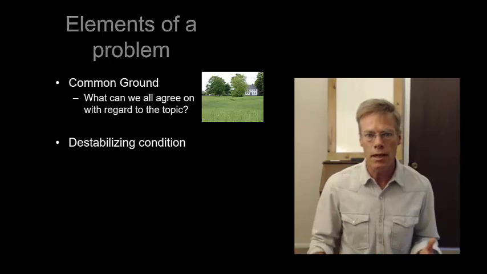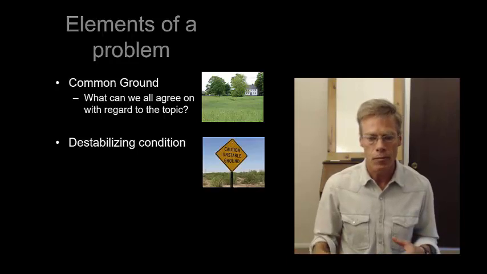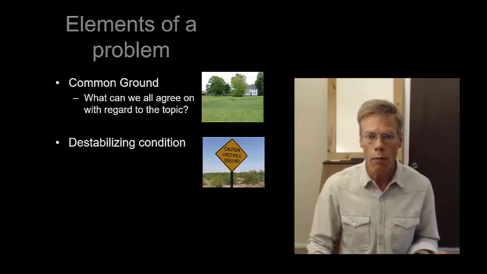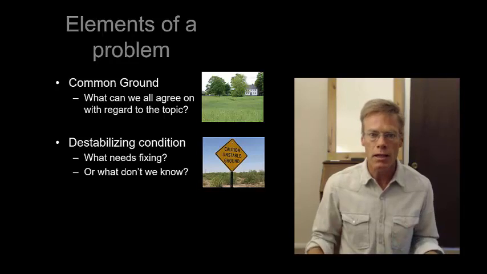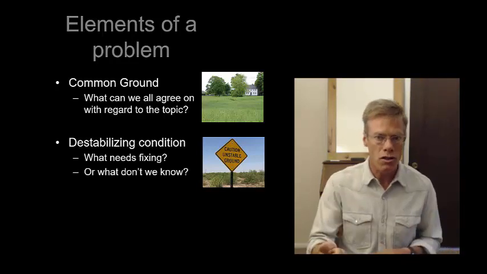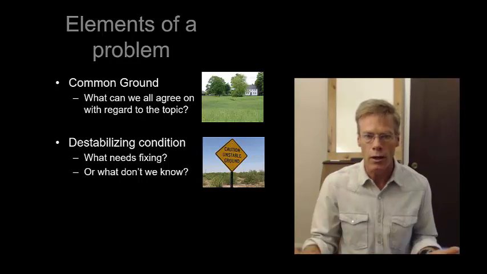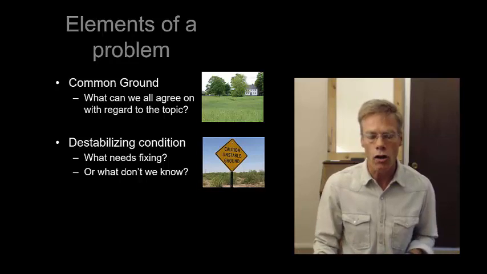But then there has to be a destabilizing condition, right? So there's something within that ground, the topic, that is problematic. So something needs fixing, or there's something we don't know. So in other words, if it's something needs fixing, then it's a pragmatic problem. If there's something we don't know, then it's a lack of knowledge problem.